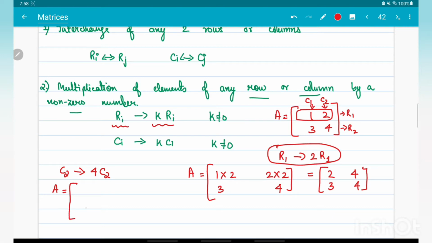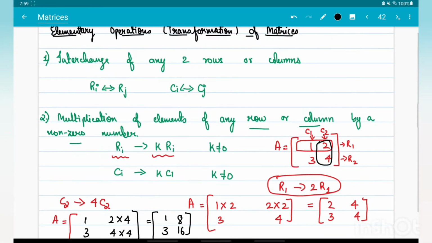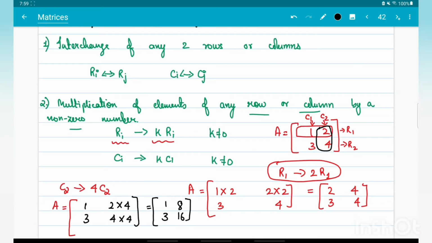Suppose we take the number 4 and we multiply with that. So in this new matrix, my second column will be such that all its elements are multiplied by the number 4. So this first column is as it is, 1 and 3. Second column will be multiplied by 4, that is 2 into 4 and 4 into 4. So this becomes 1, 3, 4 2s are 8, 4 4s are 16. Okay, so this is my new matrix after I've applied that elementary operation. So till now you must have understood these first two elementary operations.